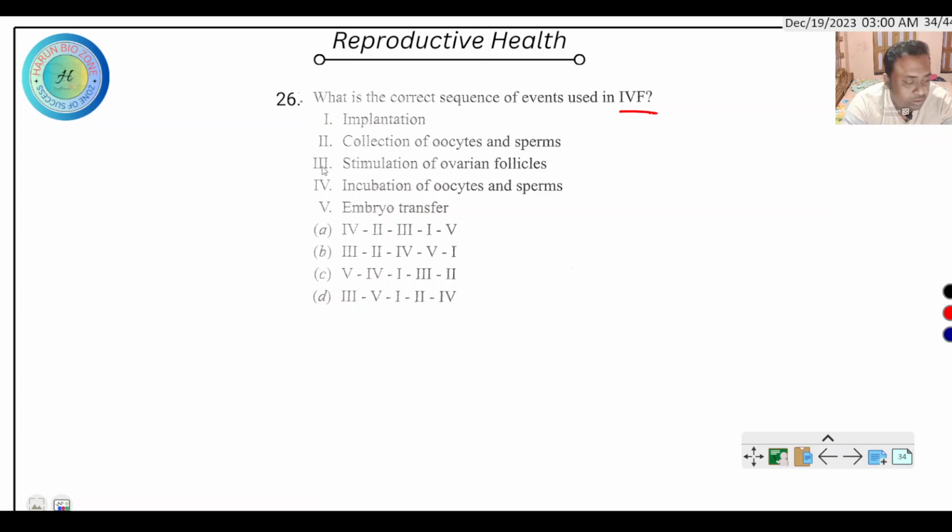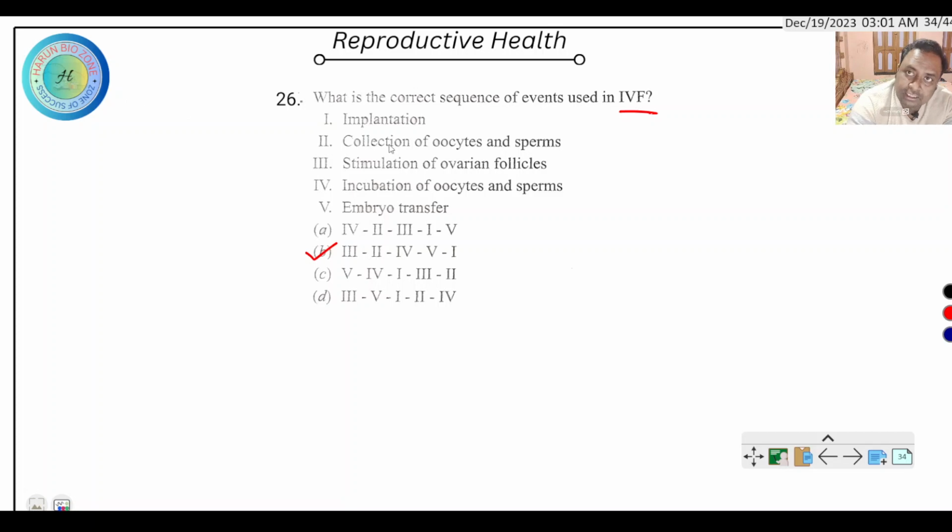Three also. Three is the first. First, stimulation of ovarian follicle. At first, the ovarian follicle is stimulated by LH and FSH and produces a large number of eggs. Then collection of oocyte and sperm.